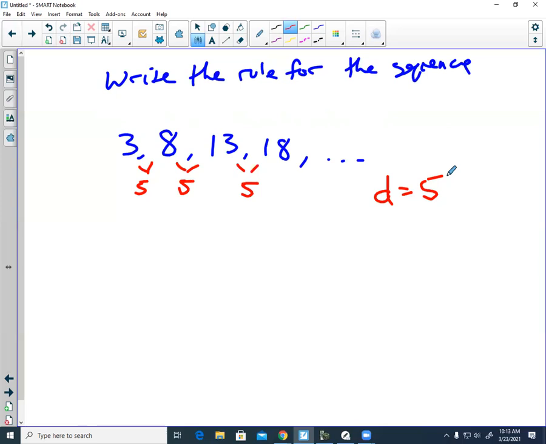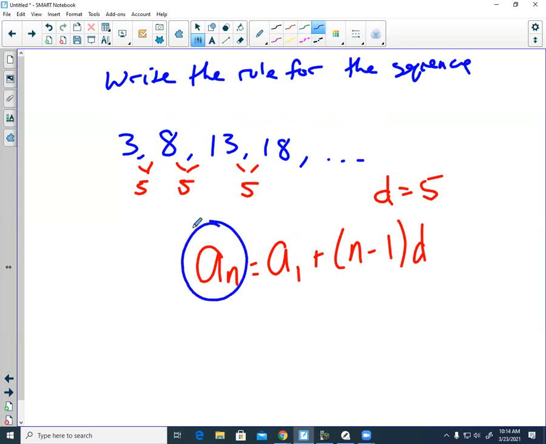So D equals 5. I'm going to plug this into the formula. AN equals A1 plus N minus 1 times D. Now, one thing I want you to realize is your formula should have an AN and an N in it at the end of it. That's what your formula should have. Everything else we can get rid of.